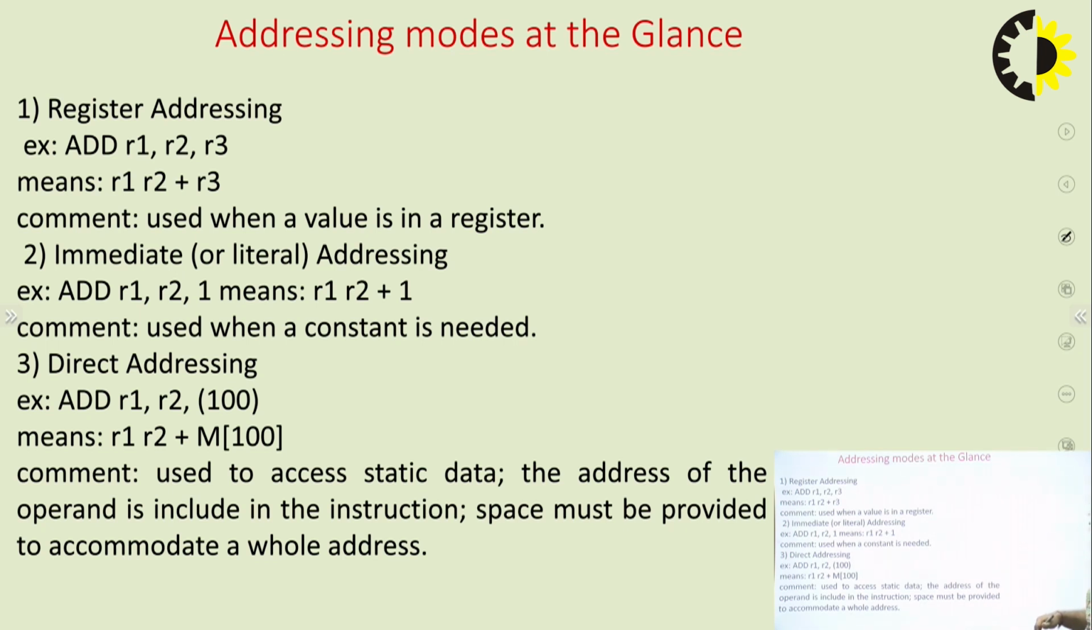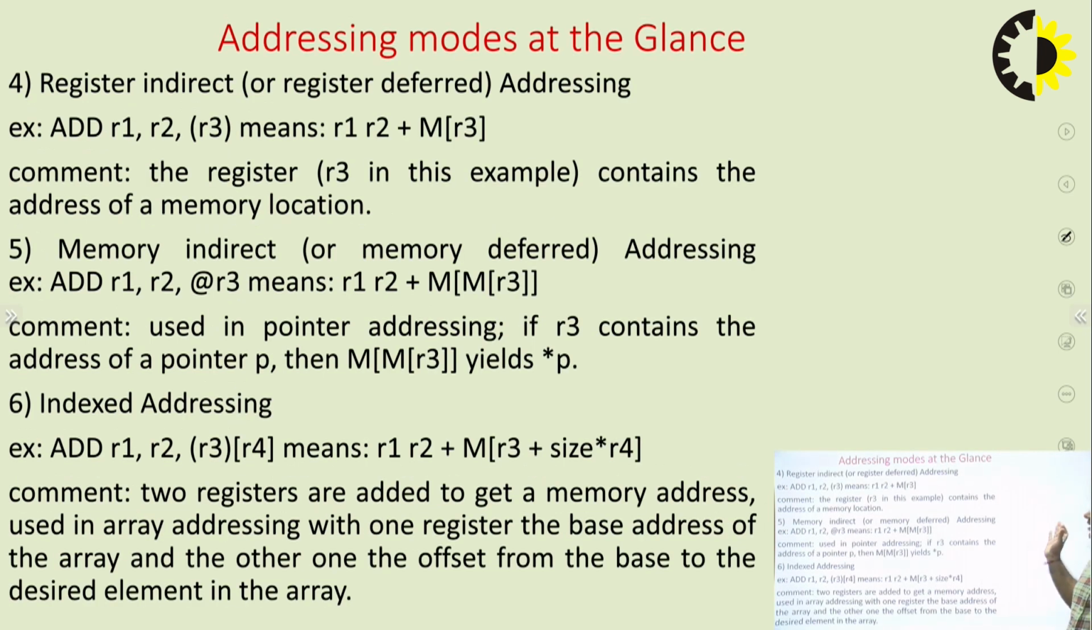In direct addressing, we are using the address of the memory. In register indirect, the register contains the address of the memory location. In memory indirect, used in pointer addressing, we use the pointer to reference the memory. In index addressing, two registers are added to get a memory address, used in array addressing, in which one has the base address and the other is the offset.